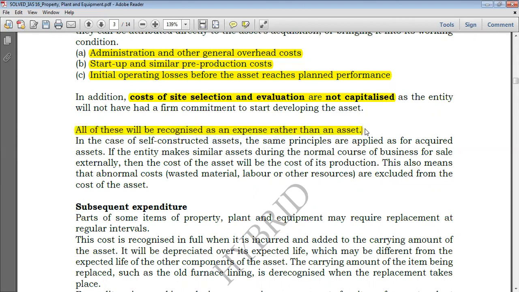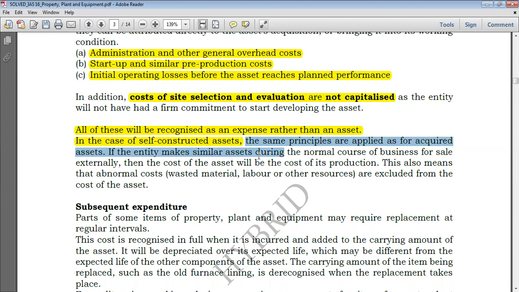As I told you, you expense them in the statement of profit or loss, but we are given further information. In the case of self-constructed assets, let's say you didn't purchase an asset, you had to construct it on your own. You actually incur material costs, labor costs, things like that. So the same principles are applied as for acquired assets.